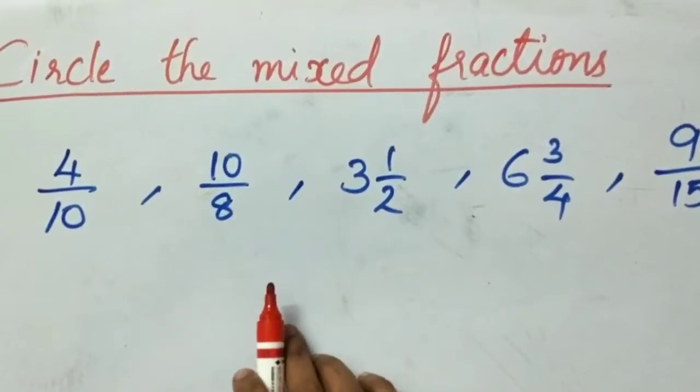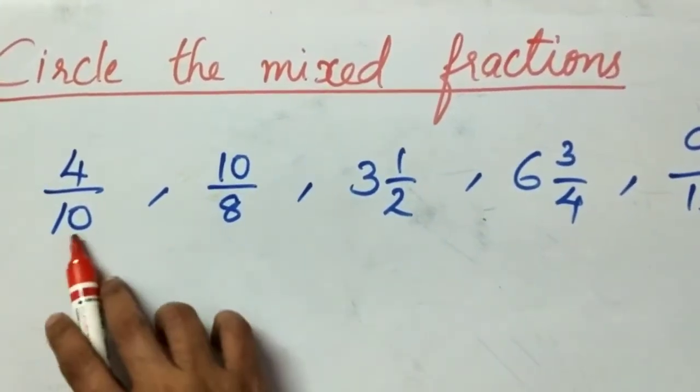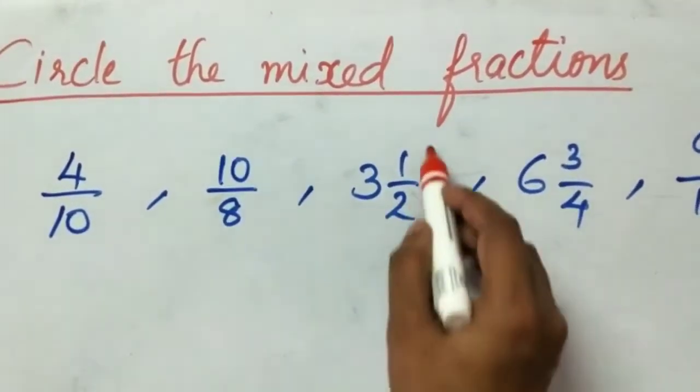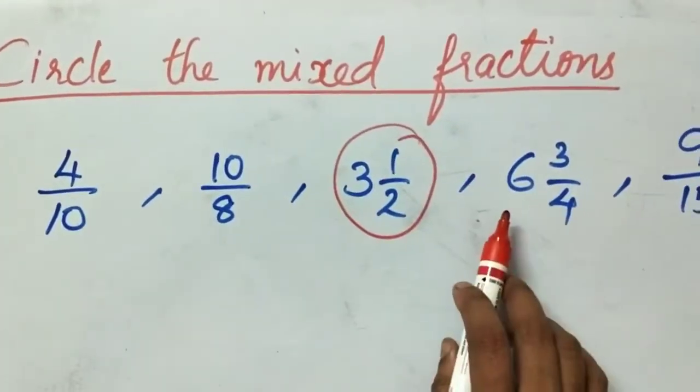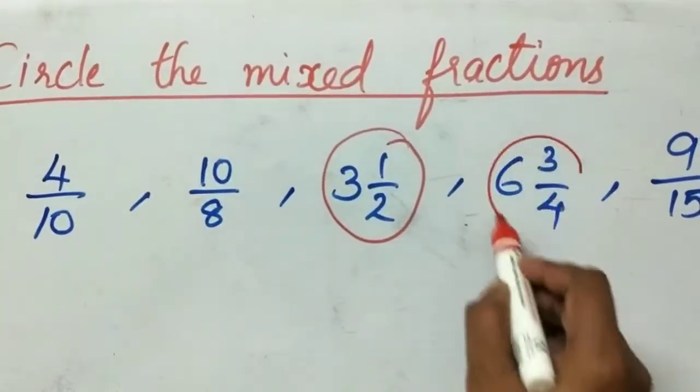Circle the mixed fractions. A mixed fraction has a whole number part and a fractional part. 3 and 1 by 2, mixed fraction. 6 and 3 by 4, mixed fraction.